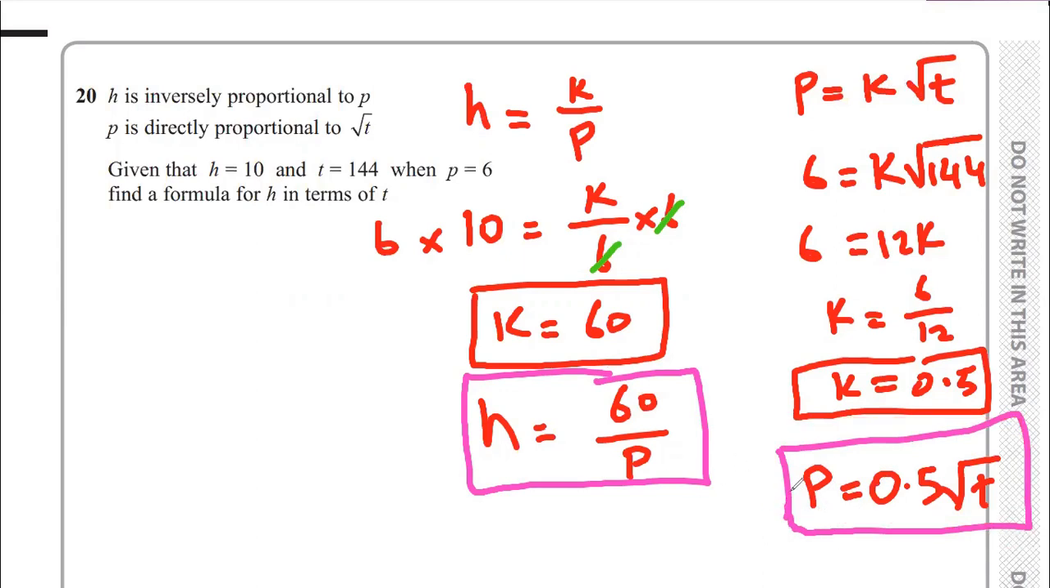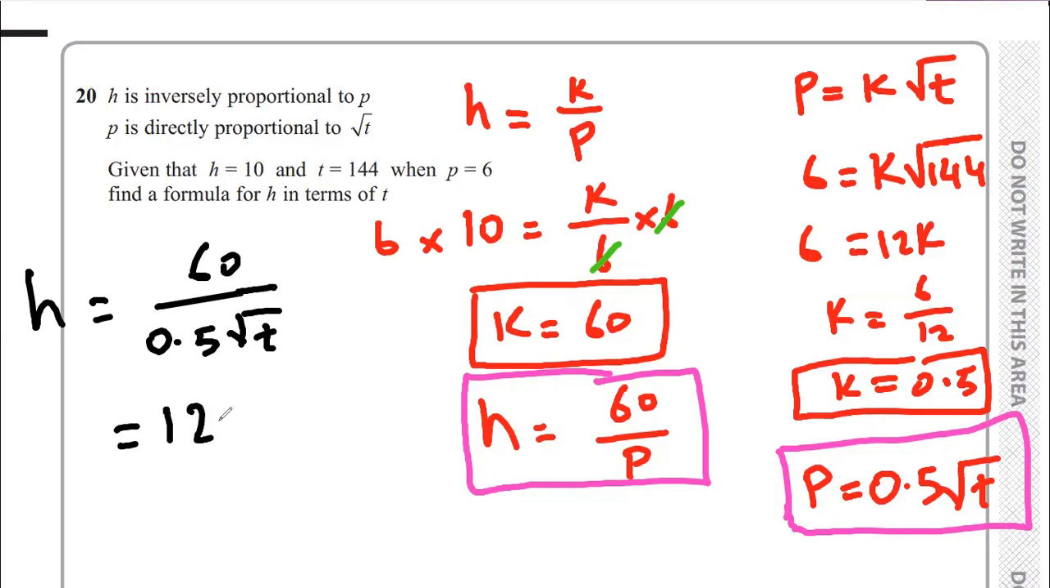You can substitute P with the value of P. Yes. So if you see, H is 60 over P, and P is equal to that. So what I'm going to do is I will write H is equal to 60 divided by 0.5 square root T, because P is equal to 0.5 square root T. And that will give me 120 over square root T.